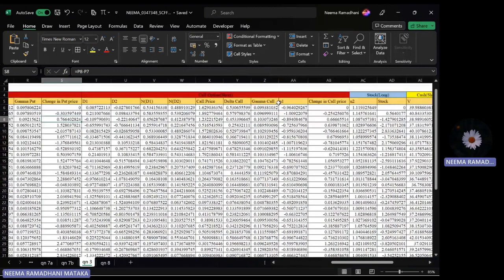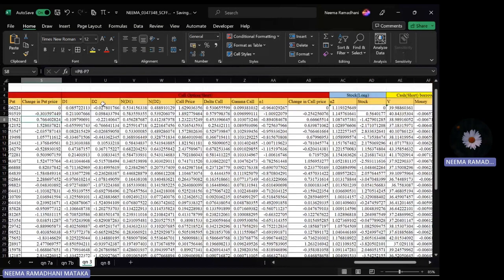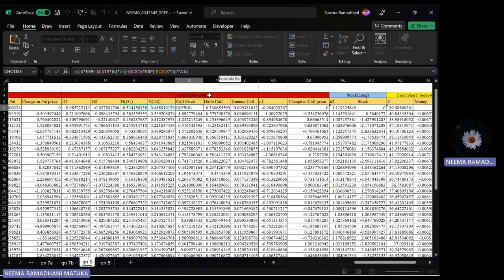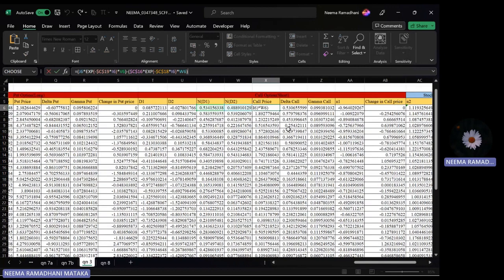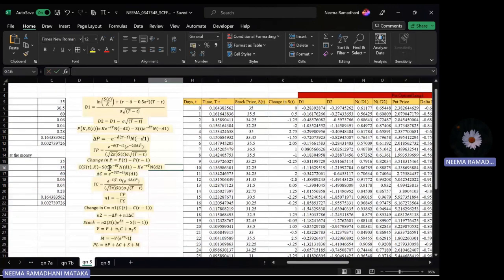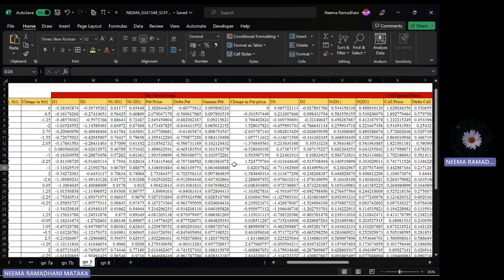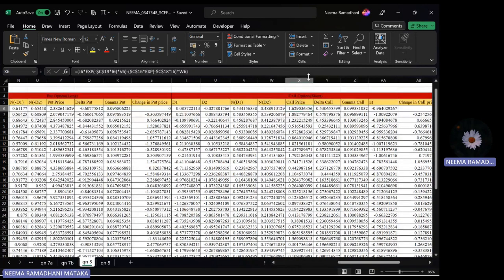Coming to the call option. For the call option, we also have to calculate the values of d1, d2, N(d1), and N(d2), the same way as we did for the put price. To calculate the call price, we use this formula: stock price times exponential negative delta T N(d1) minus K e^(-rT) N(d2). That's how I got my call prices.